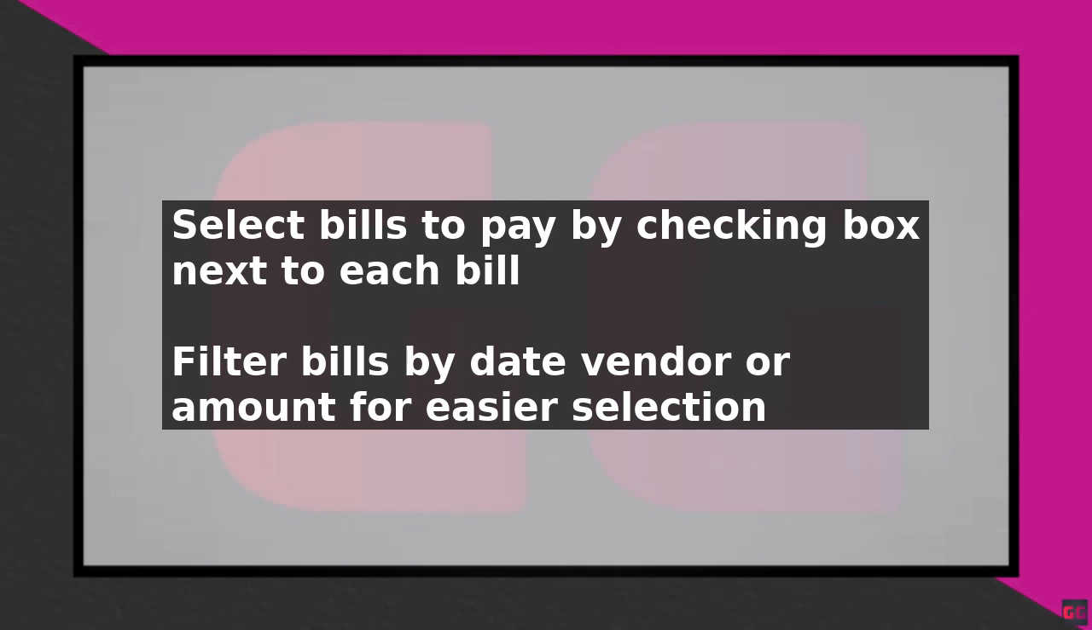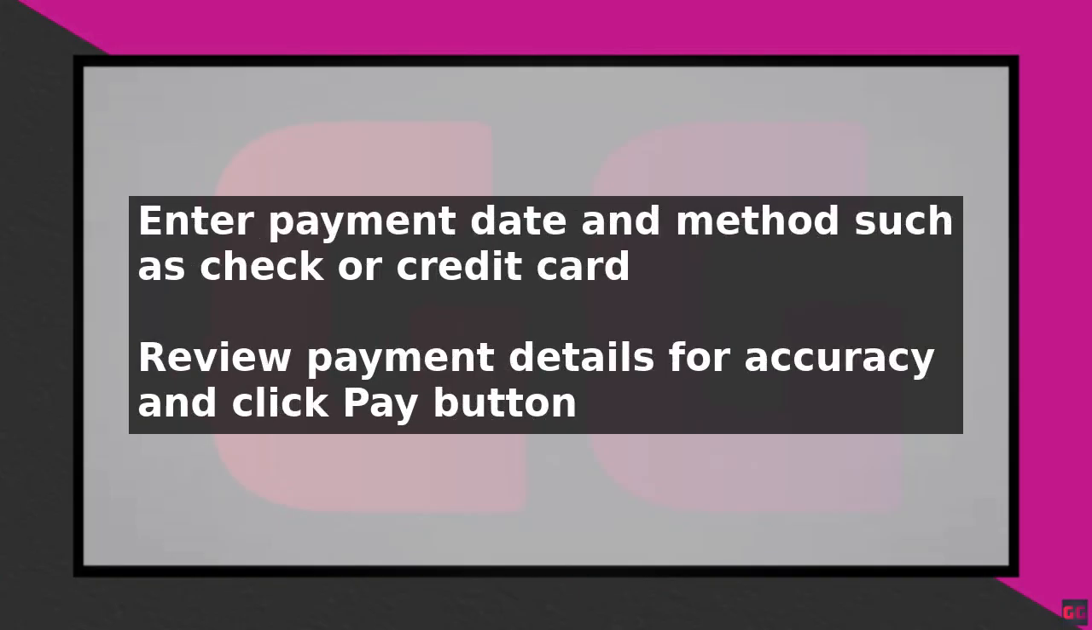Check the vendor, bill date, due date, and payment amount to ensure you are paying the correct bills. If everything looks good, click the Pay button to record the payment. After you have paid the bills, QuickBooks Online will update the vendor balances and mark the bills as paid.